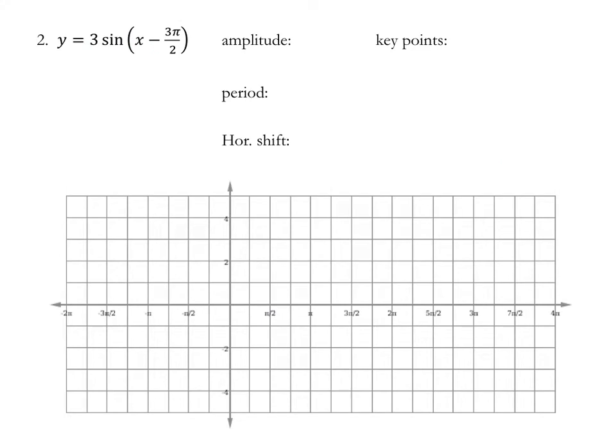All right, so this next one, if we want to identify the amplitude, that's that number out in front. So this time the amplitude's 3. Let's just go ahead and mark that right away. This is the max. This is the min.